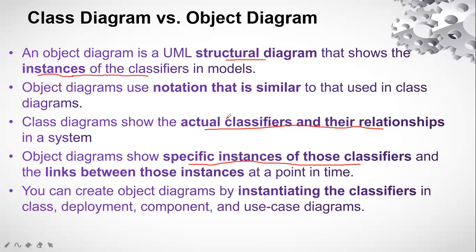Example, we have already seen employee, maybe. Employee is the actual classifier, but a specific instance of the classifier is Ravi. So what is an instance of employee? Ravi. And the links between these at that point of time. You can create object diagrams by instantiating the classifiers in class, deployment, component, and use case diagrams. These we are going to learn further in the series. We are going to see them there.